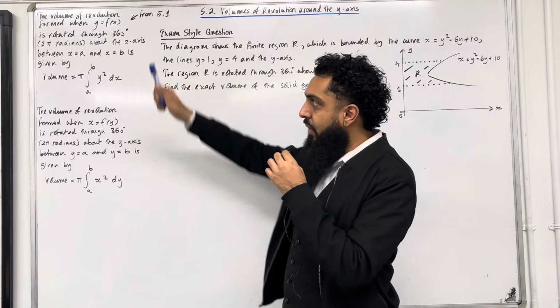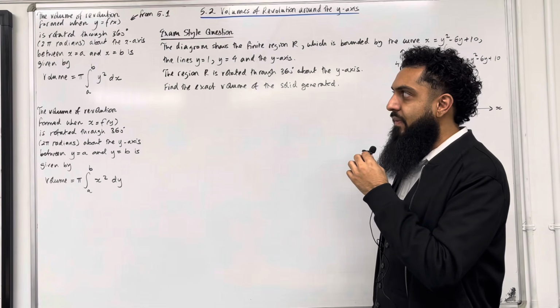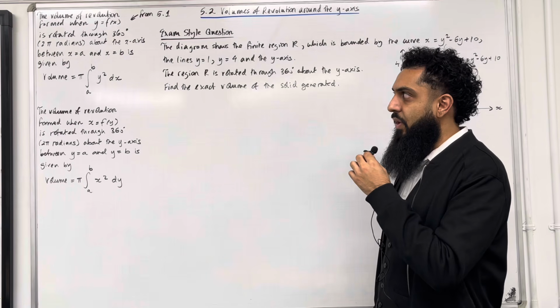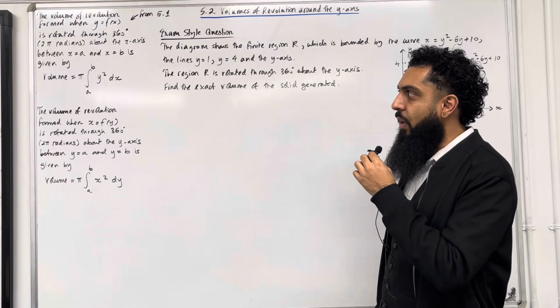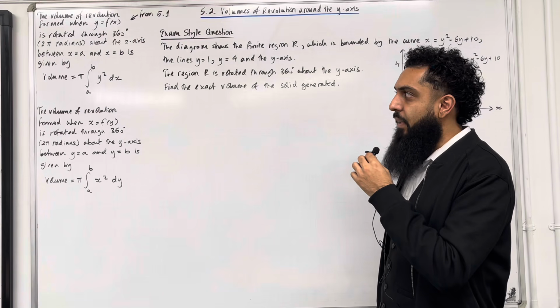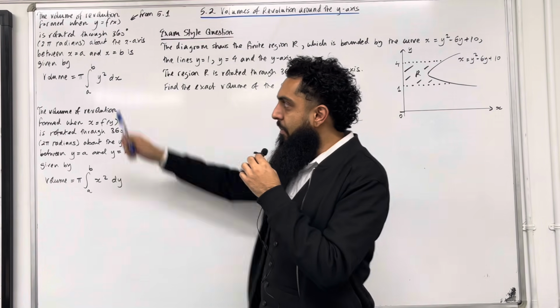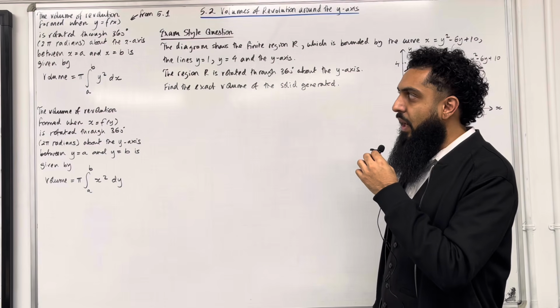The volume of revolution formed when y equals f of x is rotated through 360 degrees, which is equivalent to 2 pi radians, about the x-axis between x equals a and x equals b is given by volume equals pi multiplied by the integral from a to b of y squared dx.